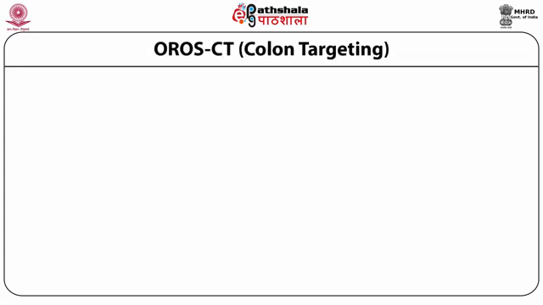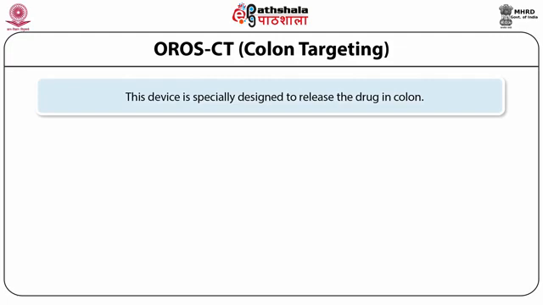In the oral route, the osmotic controlled drug delivery system is delivered by the oral route. Another example in this category is OROS-CT. CT means colon targeting. This device is specially designed to release the drug in the colon. The colon, as you already know, is part of the intestine, basically the large intestine, which comprises the cecum, colon and rectum. So it is the middle part of the large intestine.